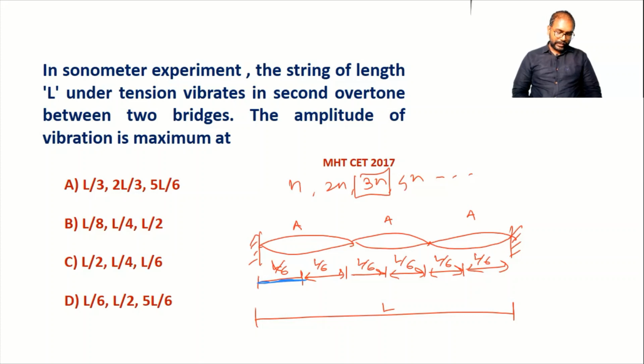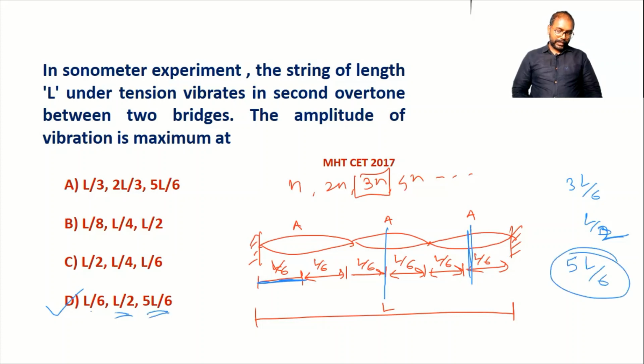So the answer starts with L by 6. The second is here, it is maximum here. So L by 6, L by 6, L by 6, 3 into L by 6 is L by 2. And the next is here, which means 5 times L by 6. So here it is written 5 times L by 6. So the answer for this question is option D.